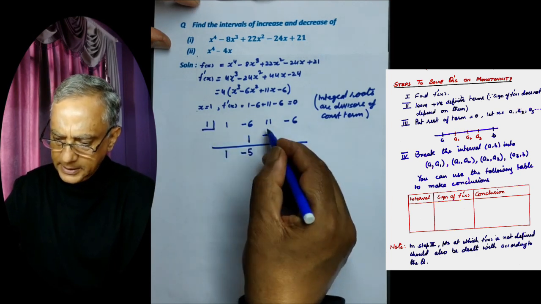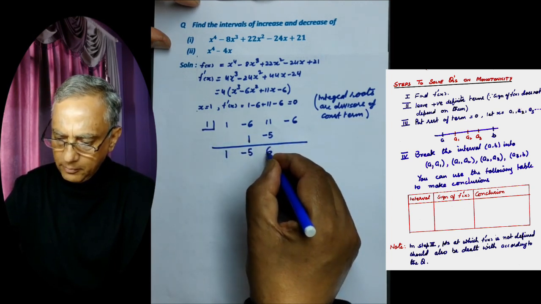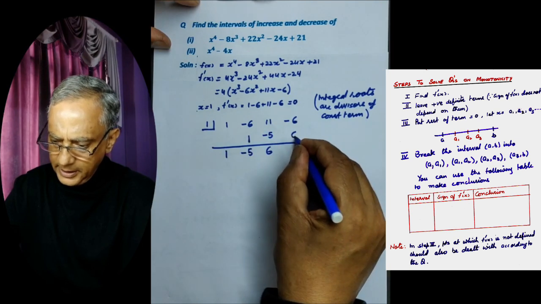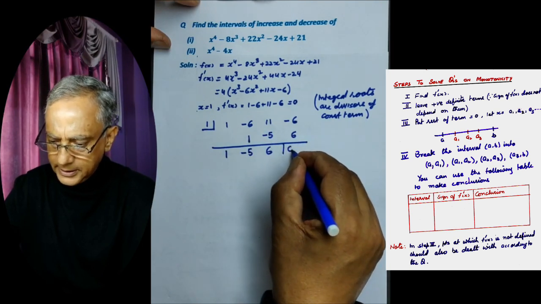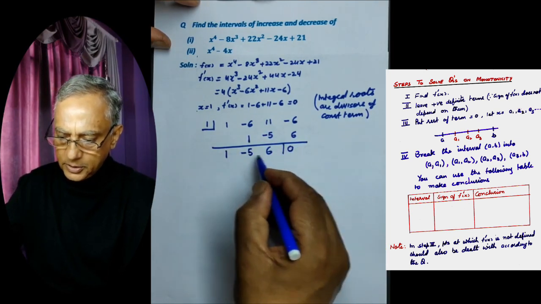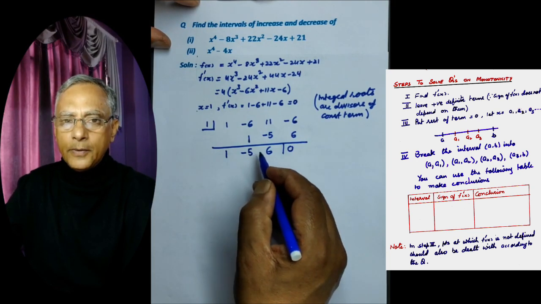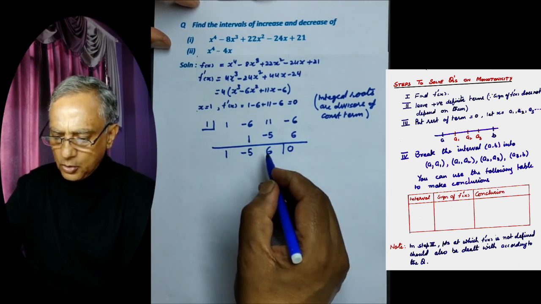Multiply by this, place under the next and add. Multiply by this, place under the next and add. This is the remainder, and this will give the quotient. Now you can calculate the degree of the quotient from here.